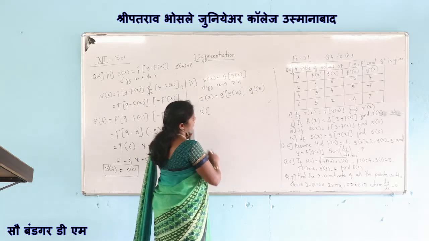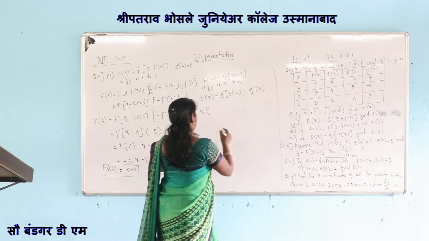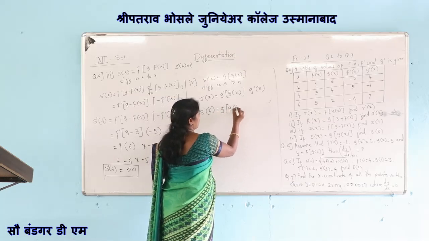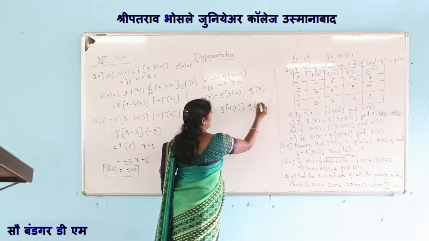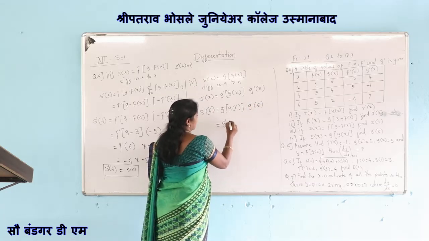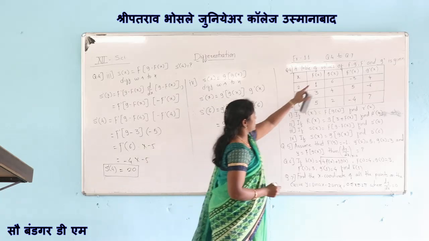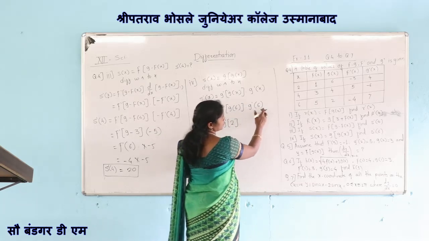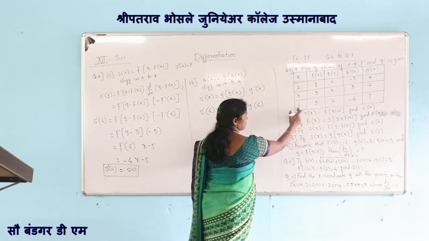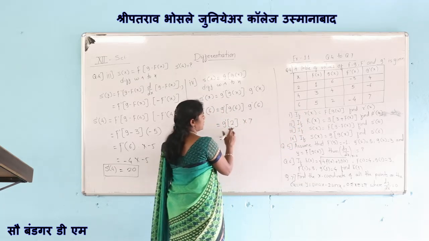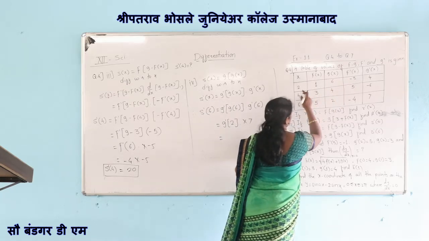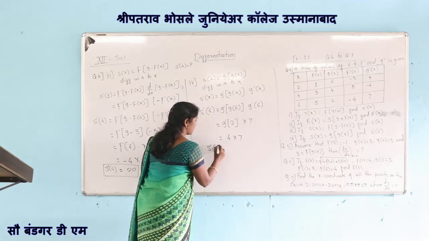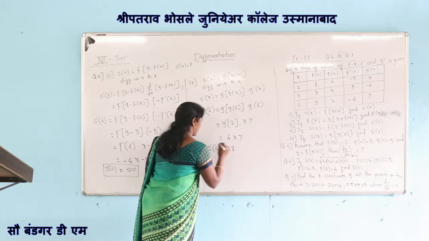So we have to find s dash of 6. Replacing x by 6, we get g dash of g of 6 into g dash of 6. G of x at x is equal to 6 is 2, so g of 6 is 2. G dash of x at x is equal to 6 is 7. So g dash of 2, g dash of x at x is equal to 2, is 4, into 7. So the required s dash of 6 is 28.